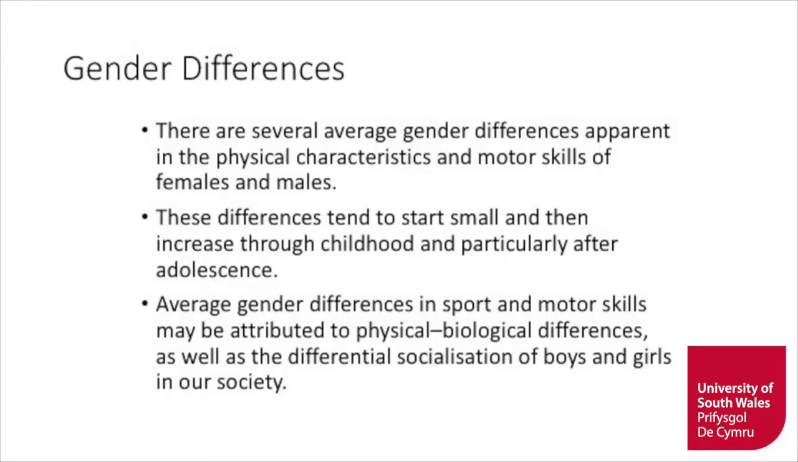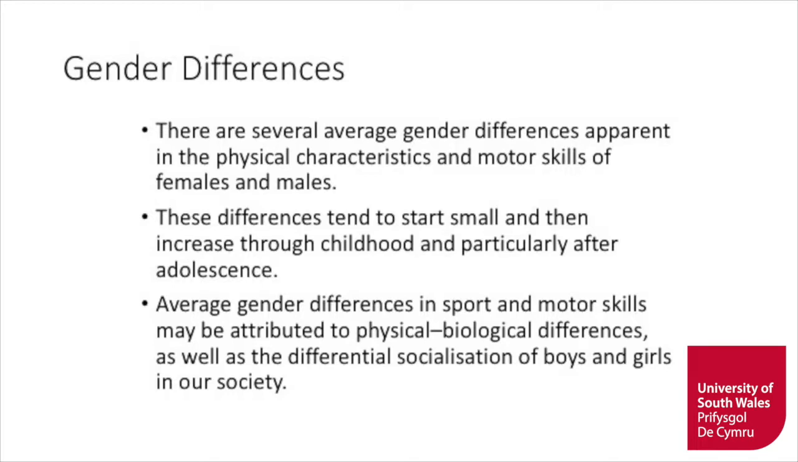So focusing on one key area, the gender differences in terms of physical characteristics and motor skills. There are several different average gender differences apparent in physical characteristics and motor skills of males and females. These tend to start off as small differences and increase through childhood, particularly after adolescence. So this could be linked to strength, speed, aerobic endurance.